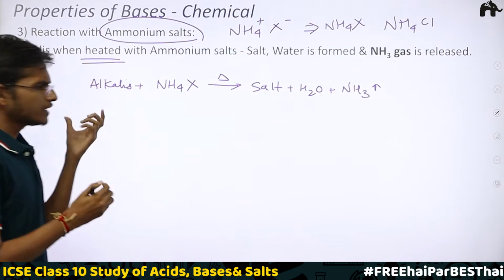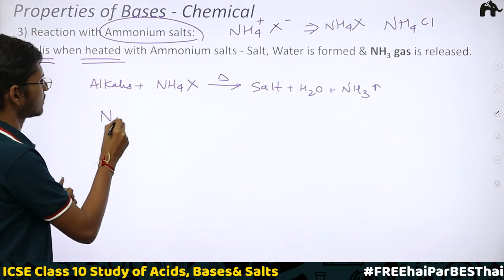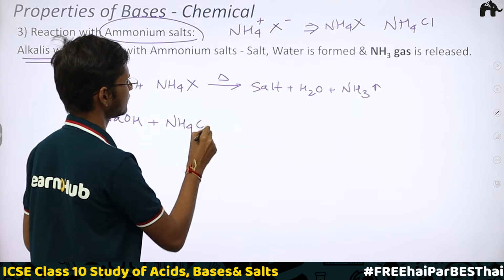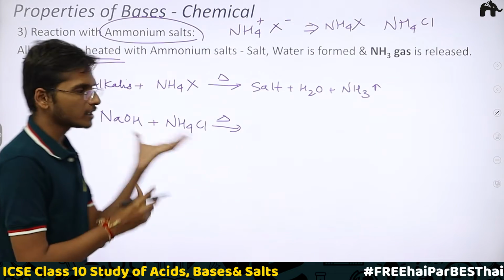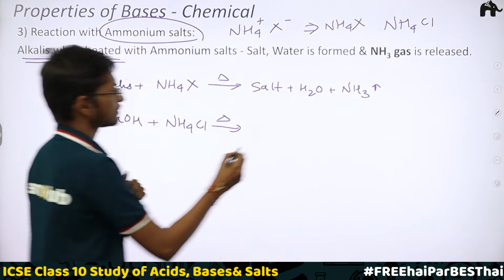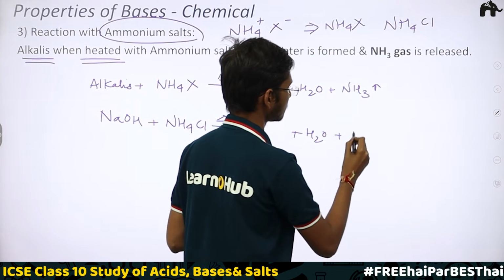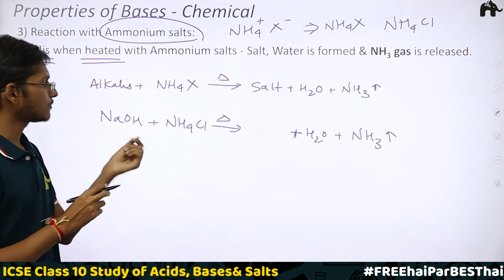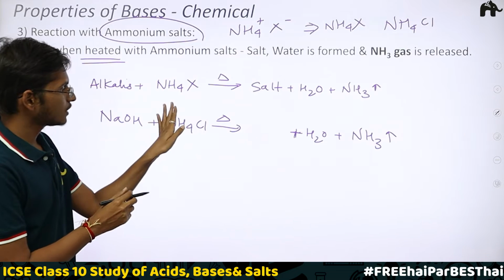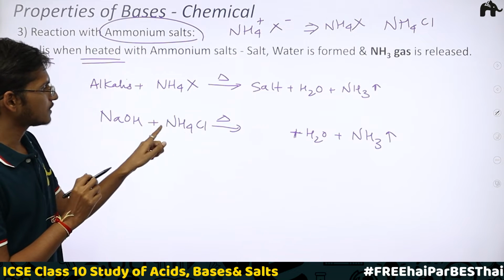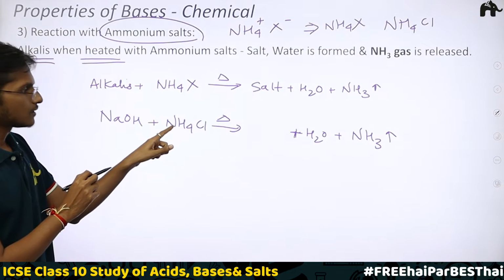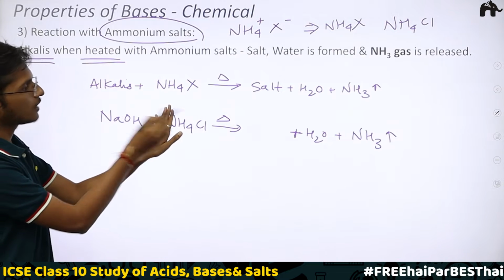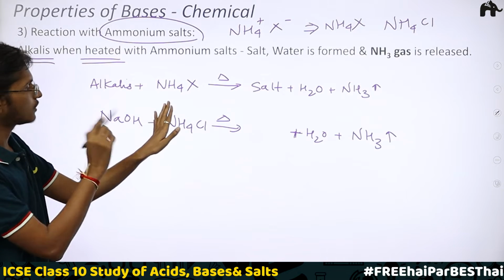Now, let's take an example to understand this. I'm taking an example of alkali as NaOH, salt as NH4Cl, and I would heat it. I know water and ammonia are going to be formed, ammonia gas is going to be released, and the salt is going to be formed. Now see, the nitrogen and hydrogen atoms of NH4 are going to be involved in the formation of ammonia, so we'll leave them. Hydrogen and oxygen are going to be involved in the formation of water, so leave them as well.